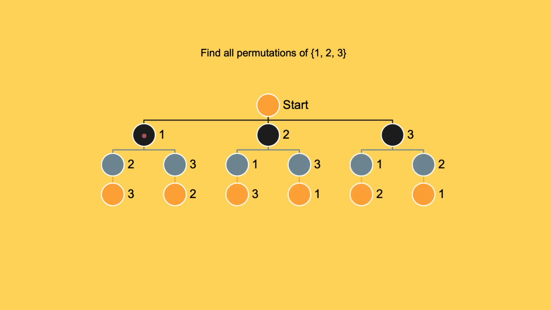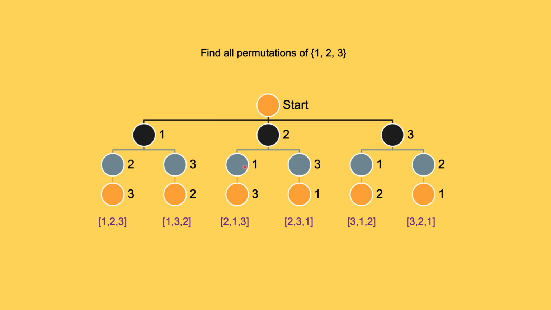Now, the permutation that you want is the path from the start node to a leaf node. For example, in this case, the permutation is 1, 2, 3. In this case, it is 1, 3, 2. The others are 2, 1, 3, 2, 3, 1, 3, 1, 2, and 3, 2, 1. So you can see that if we had this graph in the memory, all you needed to do was iterate this graph using DFS, and then whenever you get to a leaf, you just print out the current path.